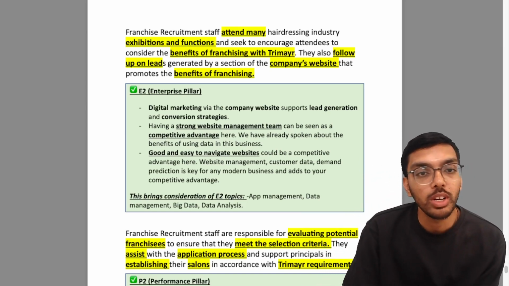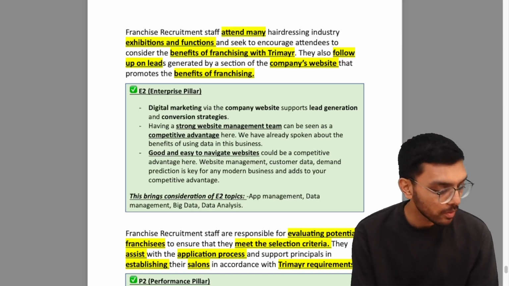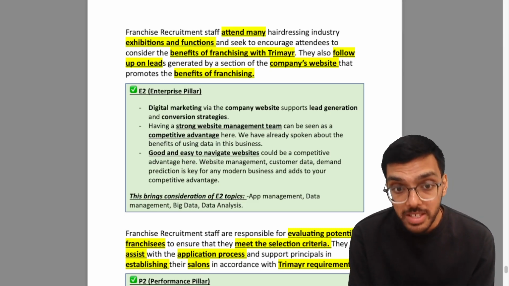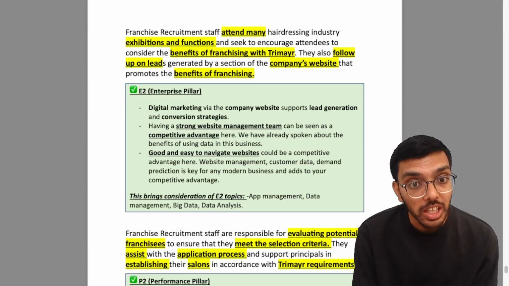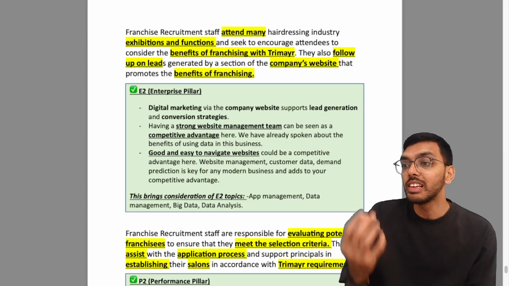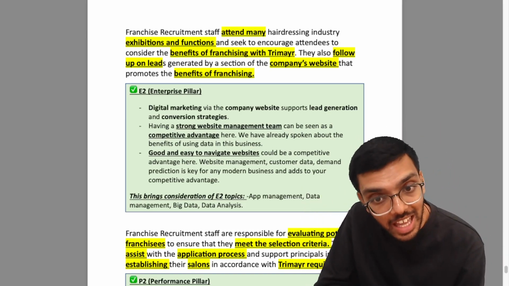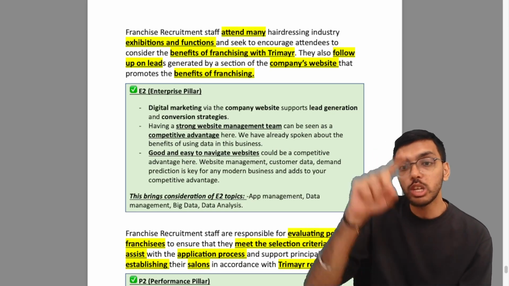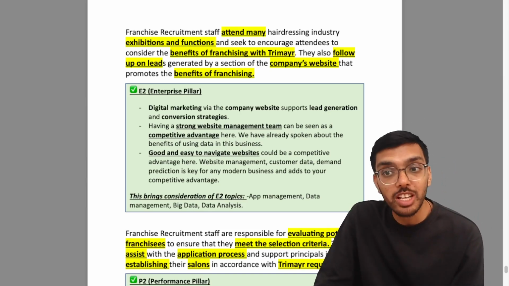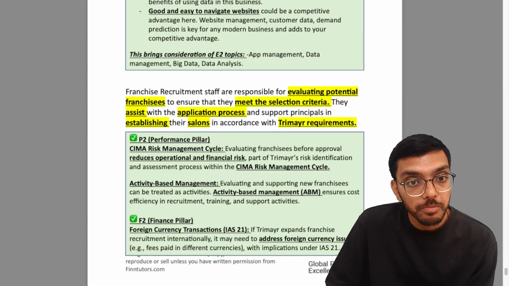They also follow up on leads generated by a section of the company's website that promotes the benefits of franchising. So digital marketing via the company's website, we have a business intelligence system, we have a digital management, a website as well. So we are as a business leveraging the use of data. Good, easy to navigate websites can be our comparative advantage. So again, your topics related to, in the future, there could be an app as well for our franchise partners. So app management, data management, website management become important.